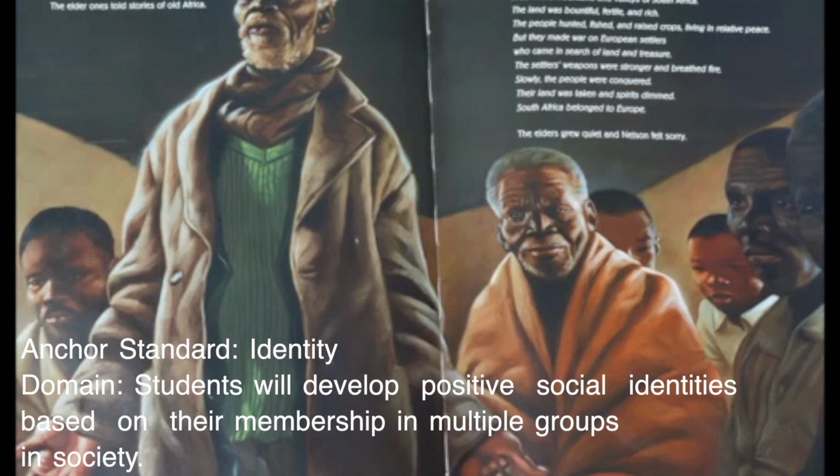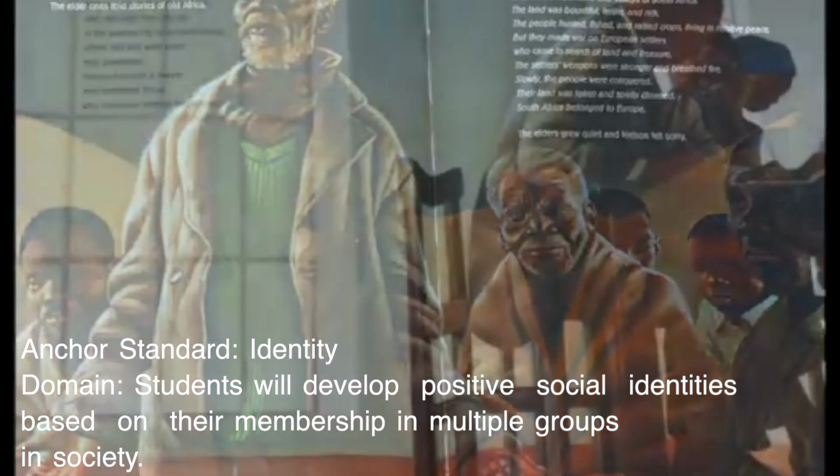The settlers' weapons were stronger and breathed fire. Slowly, the people were conquered. Their land was taken and spirits dimmed. South Africa belonged to Europe. The elders grew quiet, and Nelson felt sorry.